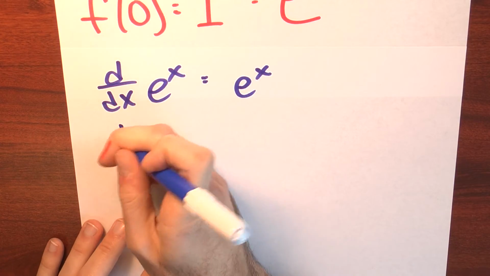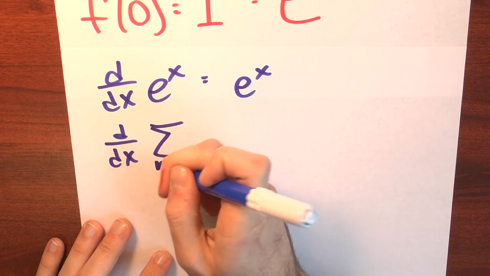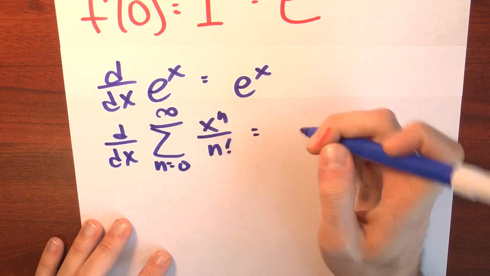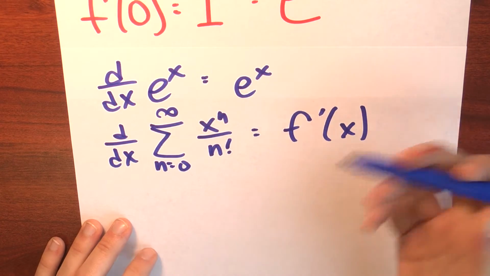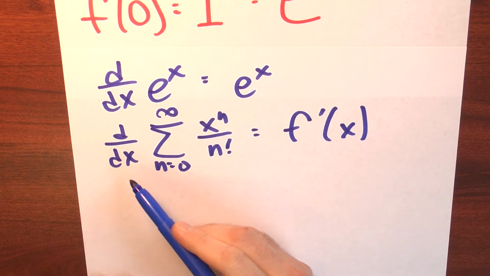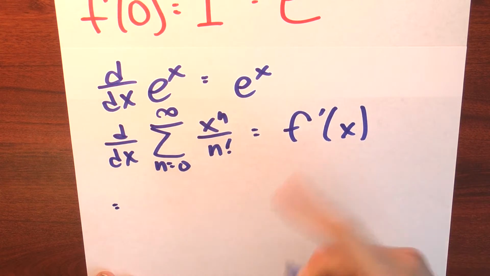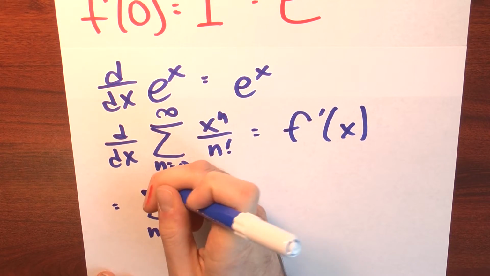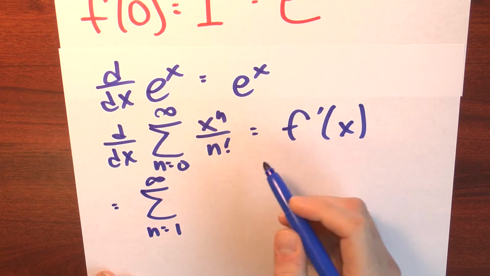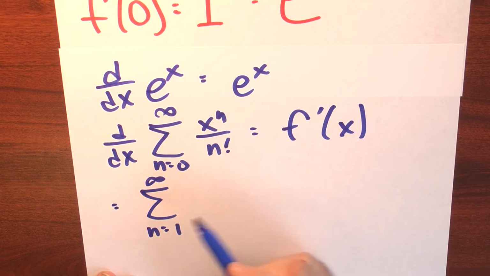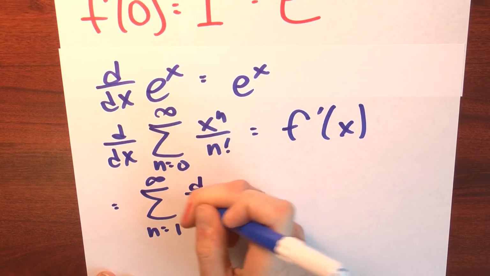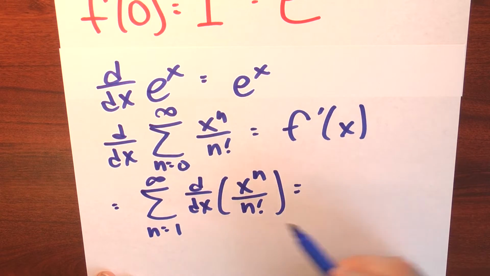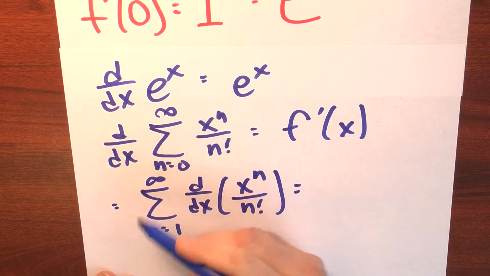Now let's take a look at the derivative of the power series, the sum n goes from 0 to infinity of x to the n over n factorial, right? I'm really just asking what's the derivative of this function that I'm calling f. Well, I'm differentiating a power series, and I can do that term by term. So the derivative of this power series is the sum n goes from 1 to infinity. I can throw away the n equals 0 term because that's a constant term and the derivative of a constant is 0. So it's the sum n goes from 1 to infinity of the derivative of x to the n over n factorial. So now I just have to differentiate each of the terms separately and add all those up.